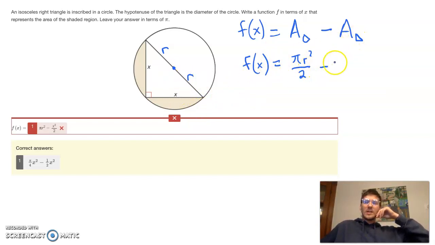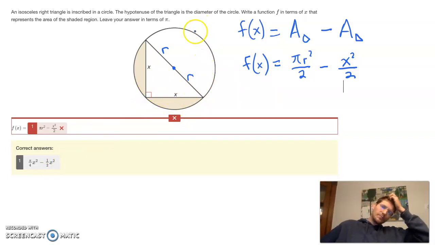The area of the isosceles triangle, 1/2 base times height. Well, base times height is x times x. So 1/2 base times height, which it looks like this person had correct. So let's see if we could figure out what r is in terms of x.